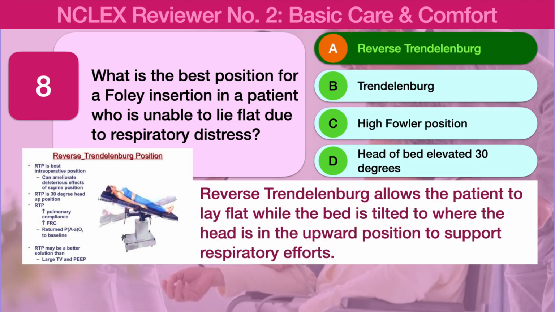The correct answer is A. Reverse Trendelenburg. In the Trendelenburg position, the patient is tilted with head downward, not good for respiratory compromise. Raising the head of the bed 30 degrees will support respiratory efforts but not catheter insertion. High Fowler supports respiratory efforts but is not a good position for Foley insertion. Reverse Trendelenburg allows the patient to lay flat while the bed is tilted to where the head is in the upward position to support respiratory efforts.